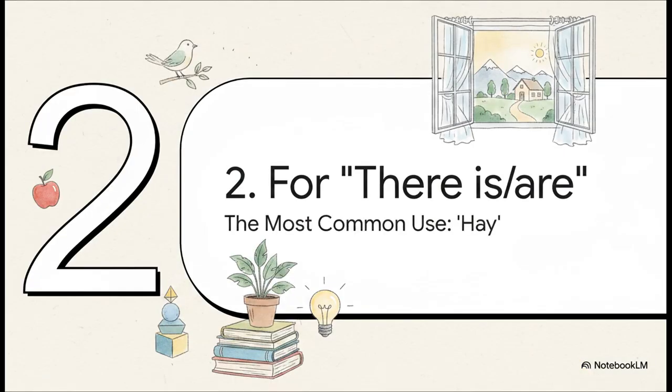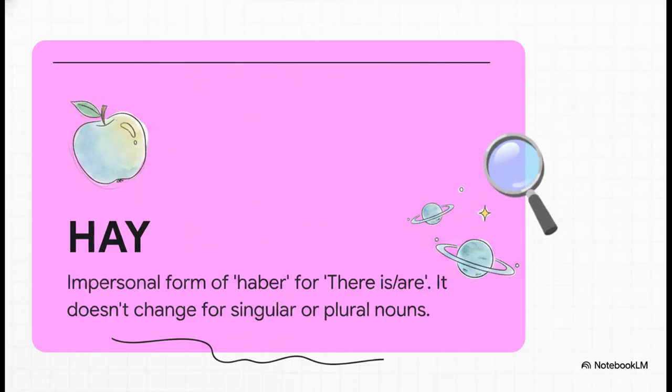Okay, let's start with its most common job, probably the first one you'll ever use, talking about there is or there are. And this is where Spanish is just beautifully simple. Seriously, for both there is and there are, you only need one little word, hay. That's it. It's what we call an impersonal form, which is just a fancy way of saying it doesn't care if you're talking about one thing or a million things. It never changes.